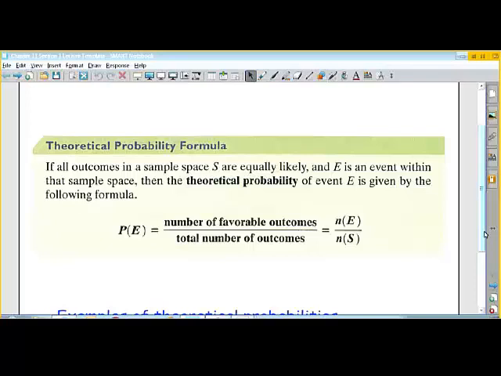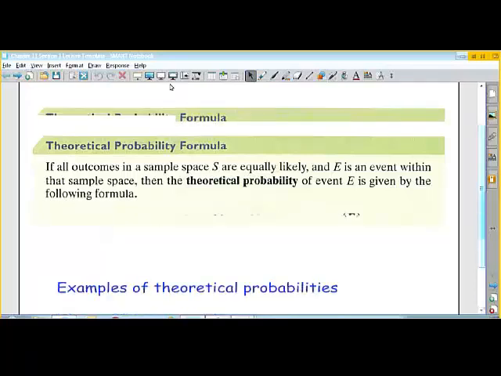So what we'll end up with is that the number of elements in the favorable event is always less than or equal to the total number of events. So the probability is always a number between 0 and 1. It can be equal to 1, but it can't be greater than 1.